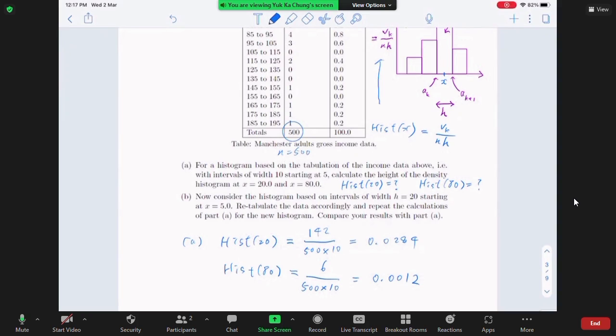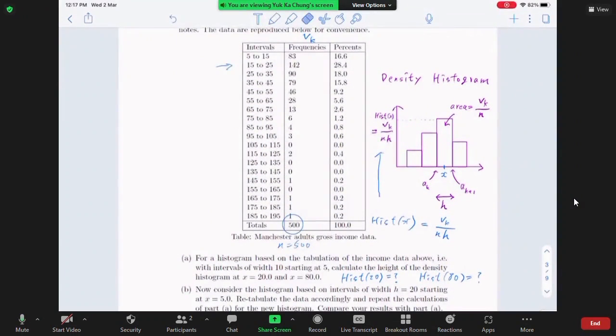Part B corresponds to what will happen if we redefine the intervals. Instead of using the interval from 5 to 15, we start from the interval from 5 to 25. We use a larger interval. Just imagine that we can group these intervals together: we group these two intervals, and these two intervals, and so on.